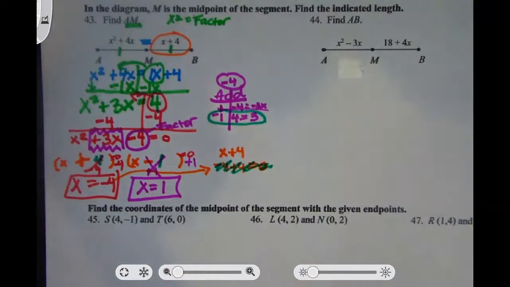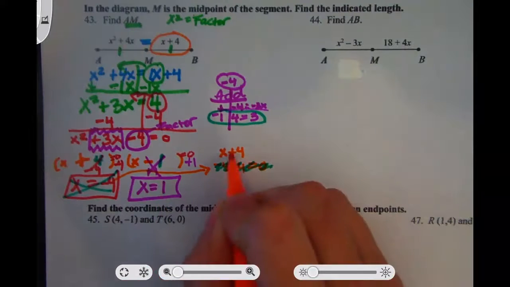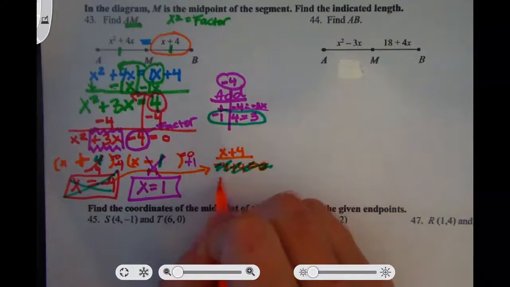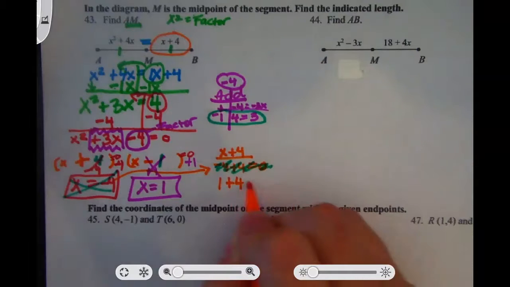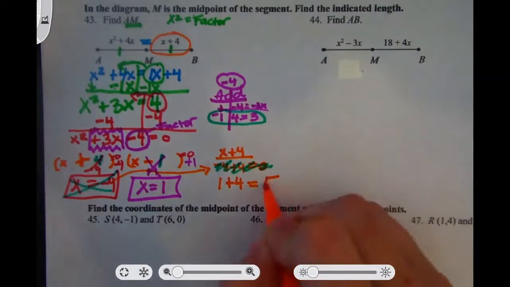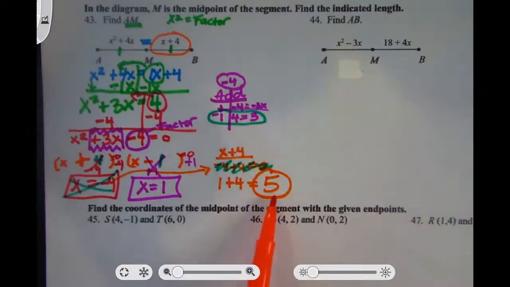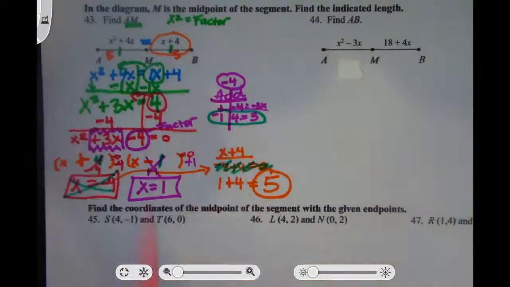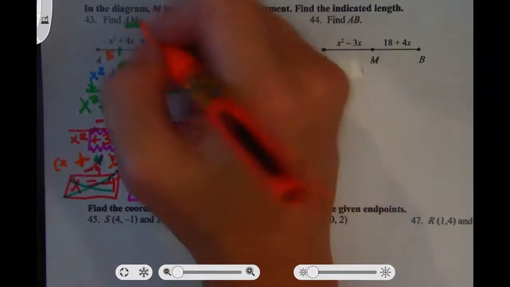I know it's not going to be this one. And let's just plug this in because we have to get the answer. So we know that this is going to be our correct x. And again, I'm going to use this x plus 4. So my x is 1 plus 4, which gives me the length of 5. So if this side is 5, this side is 5. So my final answer, AM, equals 5.